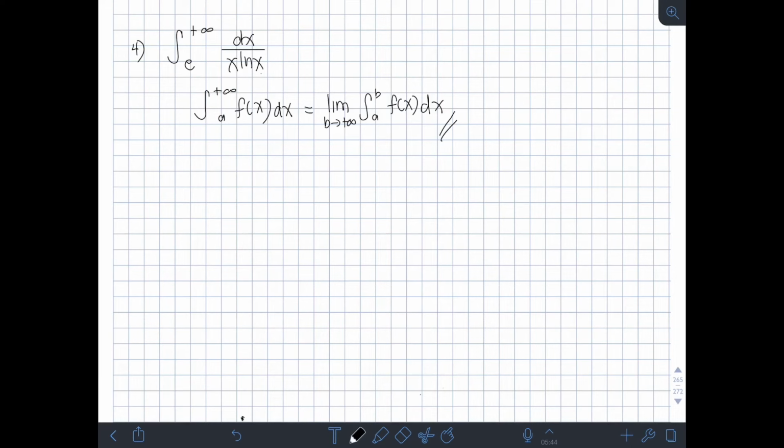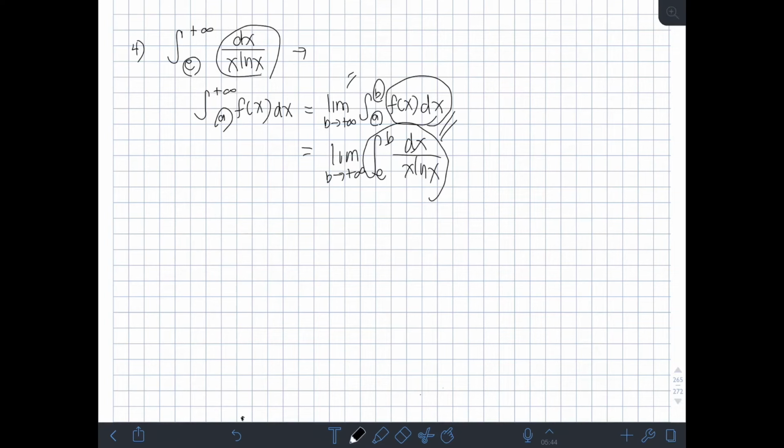So, ito uli yung formula natin for case 1. Equal yung proper integral na to sa limit ng integral. Yung f of x dx natin is itong dx over x ln x. Then, yung lower limit a natin is equivalent to e. Then, upper limit is b. And then, finally, as b approaches positive infinity.